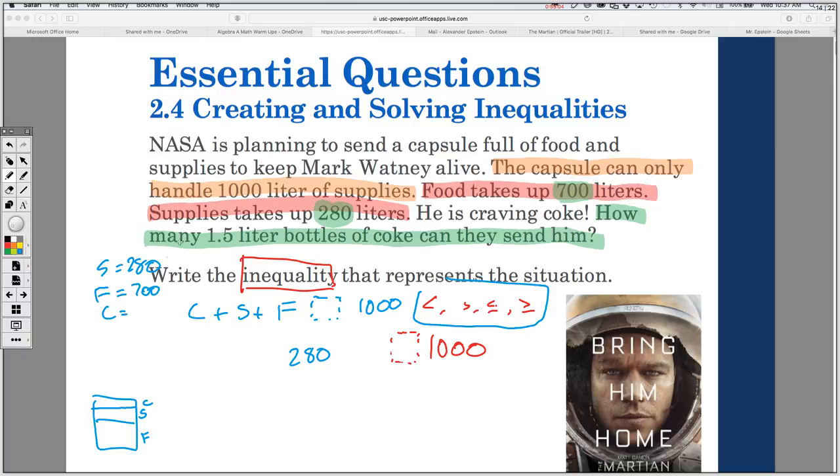I don't know how many. 1.5. I know 1.5. That's all I know. But there is an unknown because I don't know how many bottles. So I have to keep it as C. But I know it's going to be 1.5C.